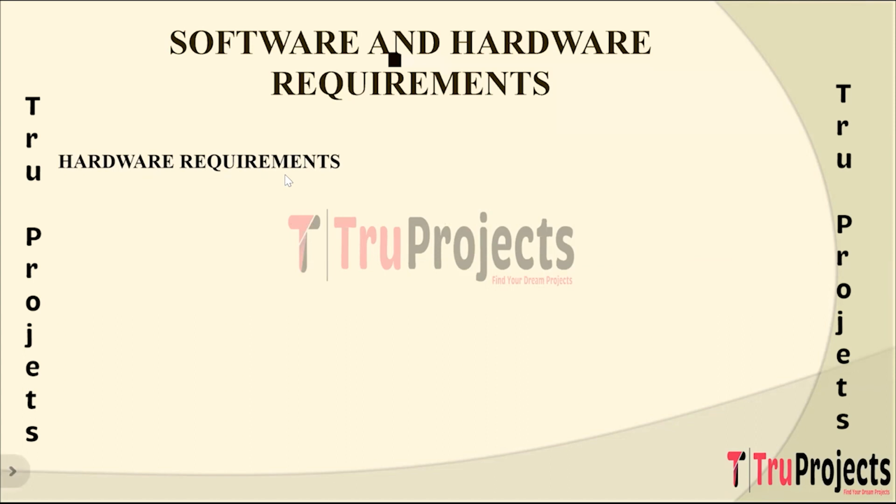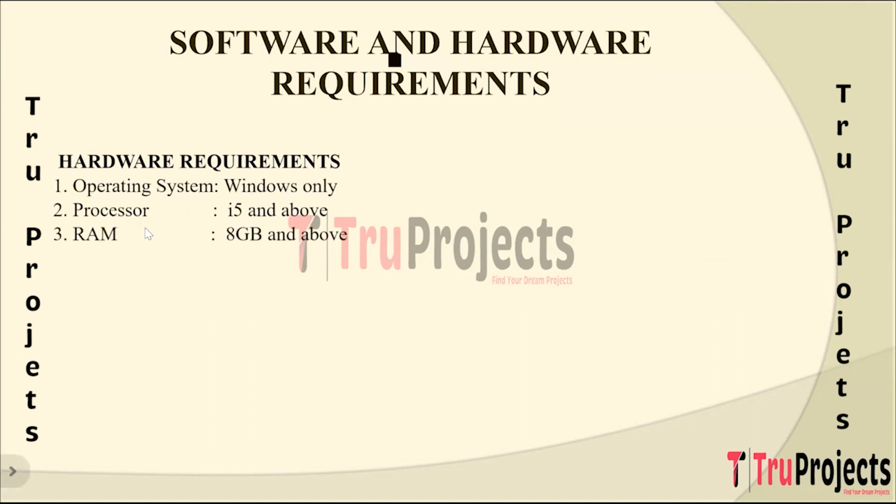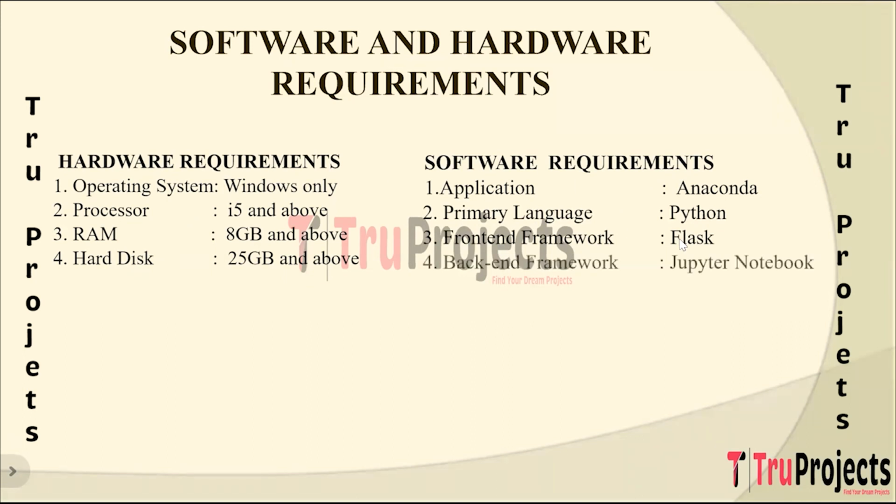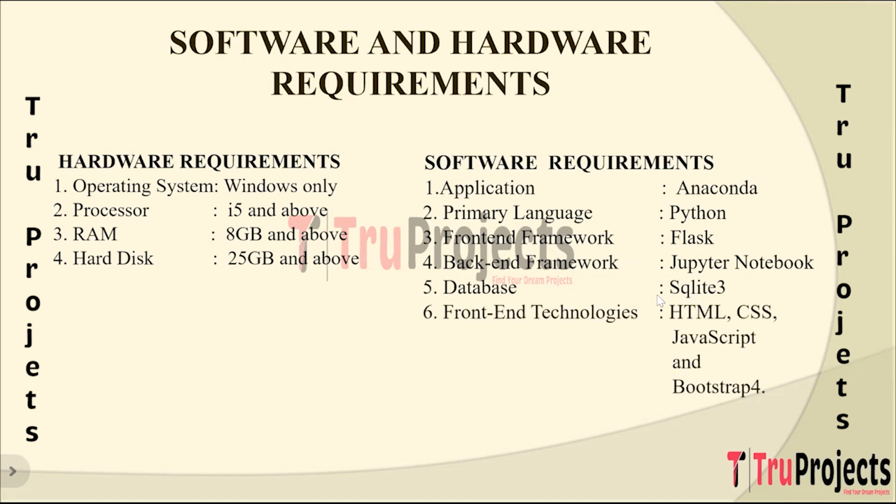Hardware requirements of the project are operating system of Windows, processor of Wi-Fi and above, RAM of 8 GB and above, hard disk of 25 GB and above. Software requirements of the project are: application is Anaconda, primary language is Python, front-end framework is Flask, backend framework is Jupyter Notebook, database is SQLite 3. Front-end technologies used in the project are HTML, CSS, JavaScript, and Bootstrap 4.